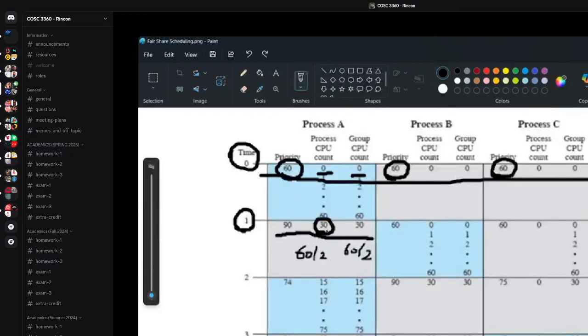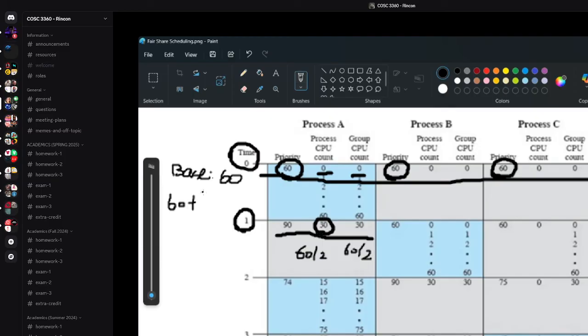But again, how you get this: 60 divided by 2, which is 30. And then now how you will calculate the updated priority is that you take the base priority. So the base priority is equal to 60, right? That's what the very starting priority is. And then you will use this base to add both of these numbers divided by 2 individually. So 60 plus 30 divided by 2 plus 30 divided by 2.